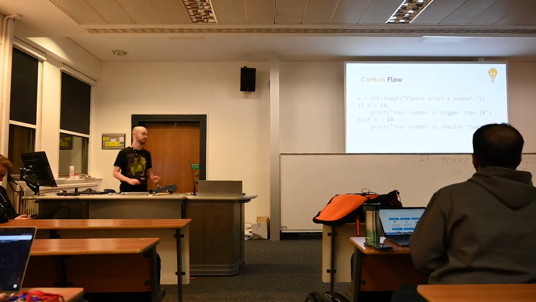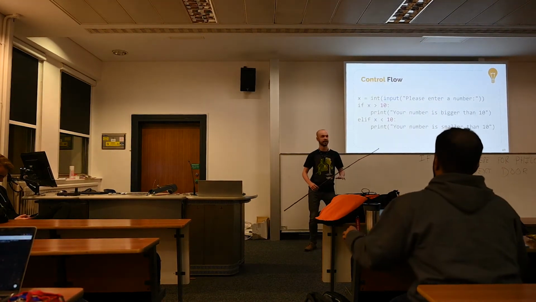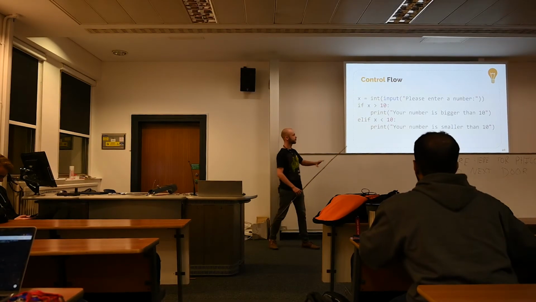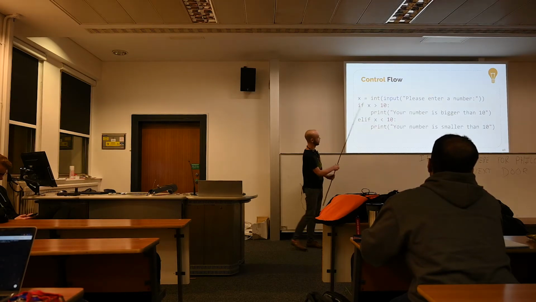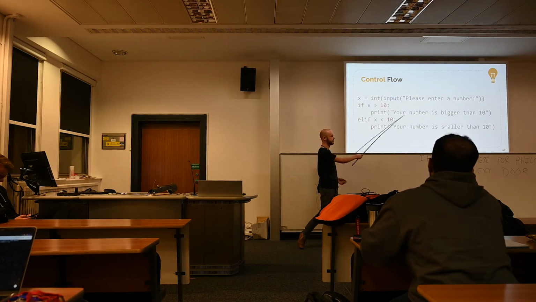And then the important one was control flow. I'm going to go through this a bit slower because I think people who were here last week might appreciate going through this. Control flow is a way of choosing which bits of your program to execute based on certain conditions. So this program here gets the user to input a number, checks the value of that number. If it's bigger than 10, it says it's bigger than 10. If it's less than 10, it says it's less than 10.